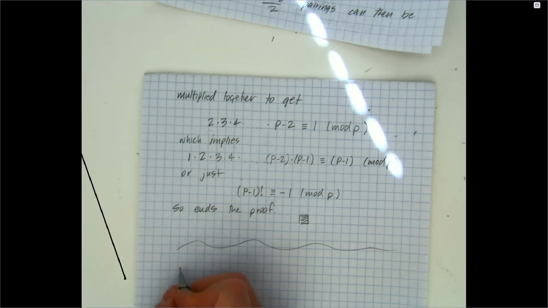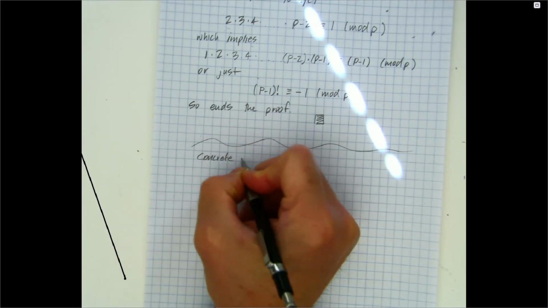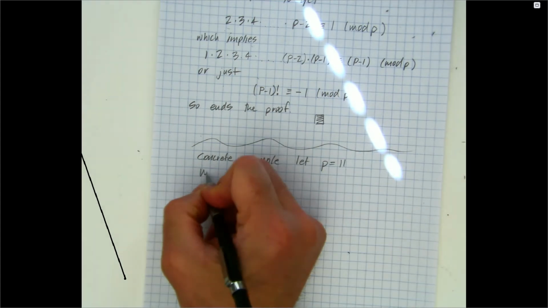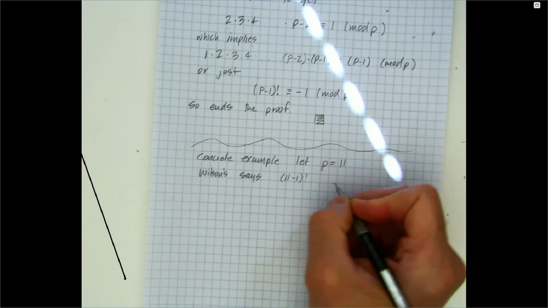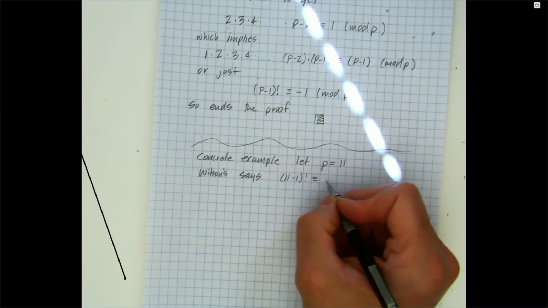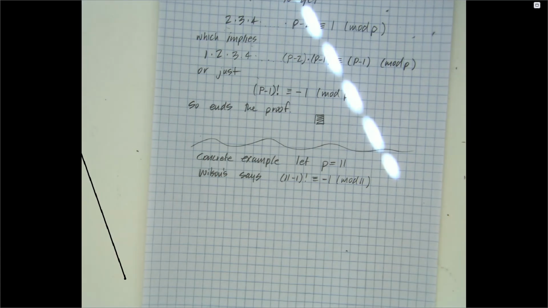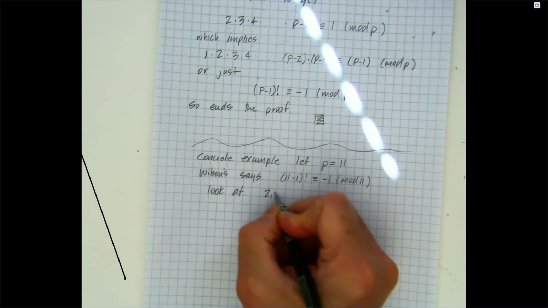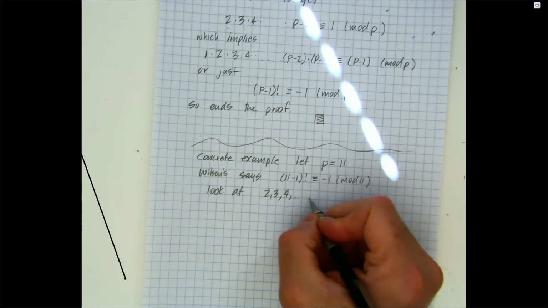Now, sometimes it helps to do this with an example, and your book does this, and I think I'd like to do it too today just to show you what's going on here. So for a concrete example, let's take 11. So Wilson says that 11 minus 1 factorial is going to be congruent to negative 1 mod 11. So let's just show how the proof sort of works here using numbers. The way the proof works is you look at the integers 2, 3, 4, all the way up to, remember p minus 1 is thrown out, so it's p minus 2, so it would be all the way up to 9.